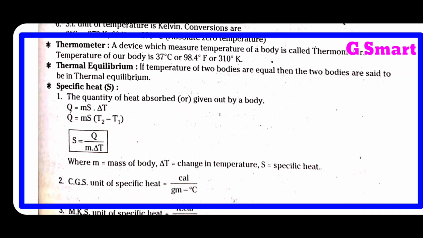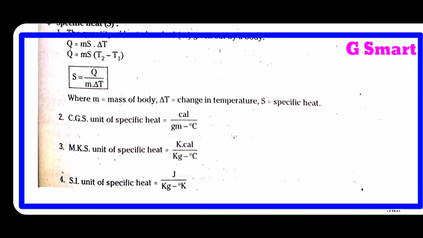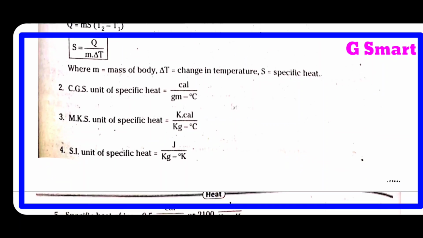Q means the given heat, M means mass of the body, S means the specific heat of the body, and delta T means the temperature difference. Q is equal to ms into T2 minus T1. T2 be the final temperature and T1 be the initial temperature, or T2 be the temperature of the hotter body and T1 be the temperature of the colder body. From that formula you can get S is equal to Q by M delta T, where M is the mass of the body, delta T is equal to change in temperature, S is equal to specific heat.